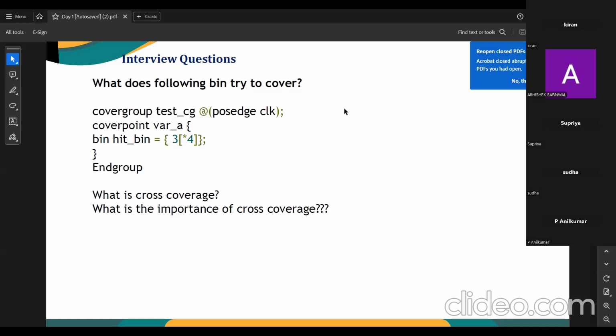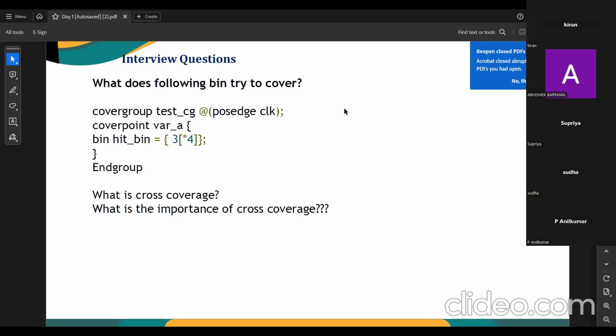Just by using cross, for example, if in one cover point you have 0 and 1, and in the other cover point you have 0, 1, 3, then using cross of the first and second cover point, how many combinations does it cover? Two by three: 0,0, 0,1, 0,3, 1,0, 1,1, 1,3. So totally 6 combinations are done just by writing a single word, cross. This is the main advantage of using cross coverage.